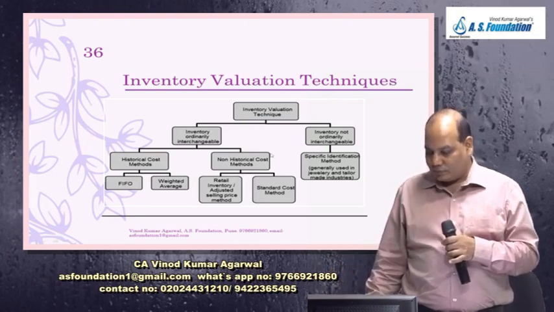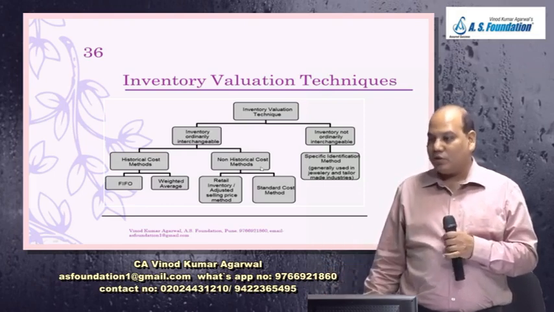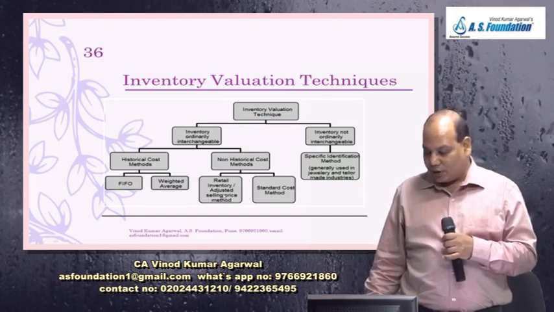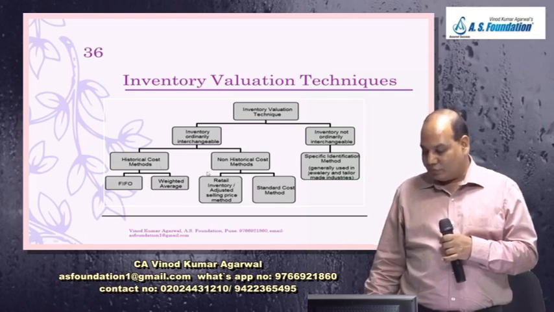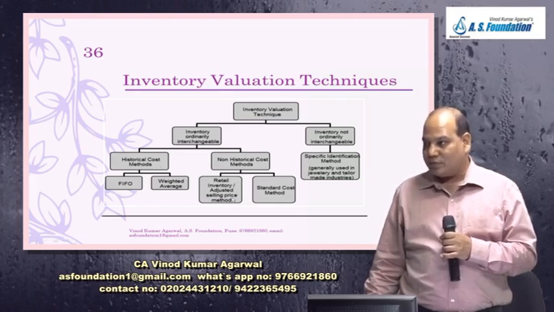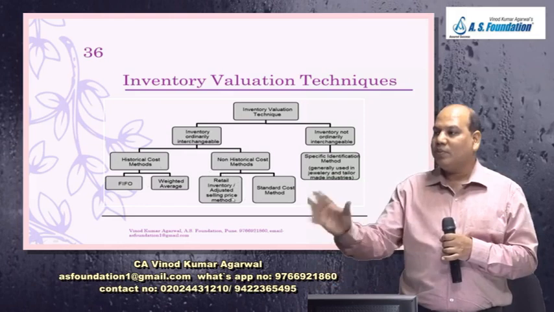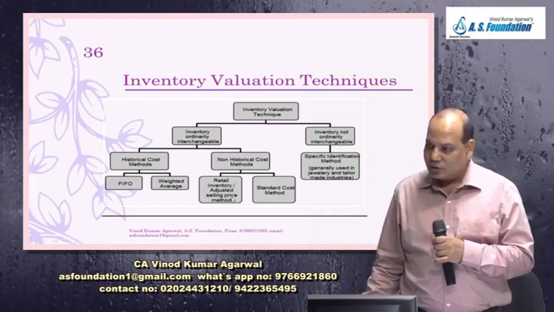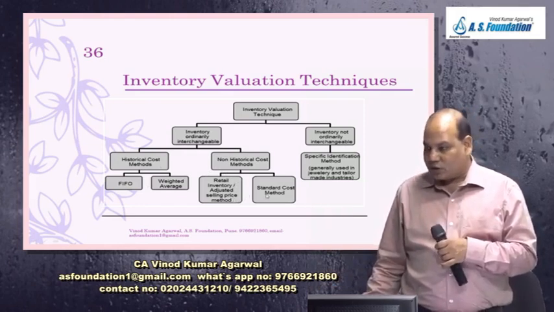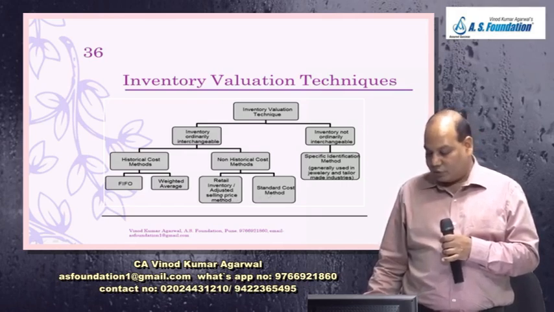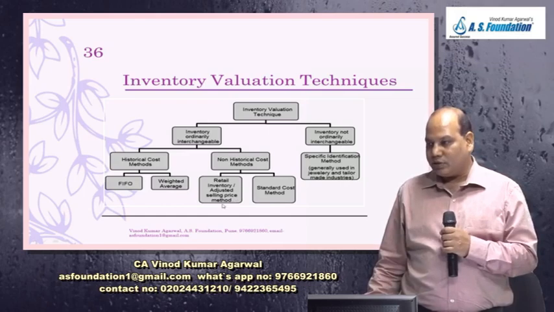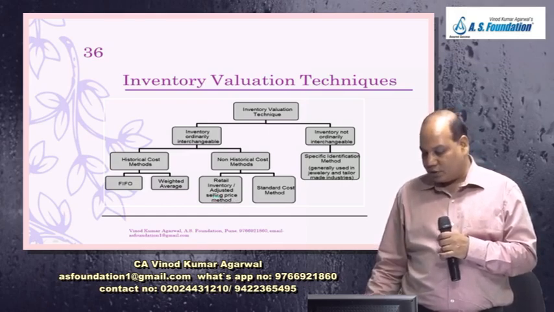not here. And there are two non-historical cost method. Means here we don't use the actual cost incurred, but we make some adjustments to arrive at approximate correct value. Okay. And these two methods are called standard cost method and retail inventory or adjusted selling price method. Popularly retail price method. What we will do, we'll see one by one now.